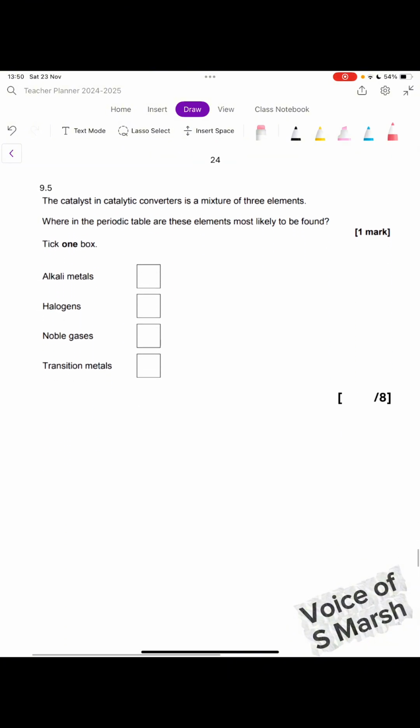9.3, very straightforward question. Transition metals are good catalysts. Okay, that's one of the key factors of transition metals, and catalytic converters should be one of those key examples that you remember.